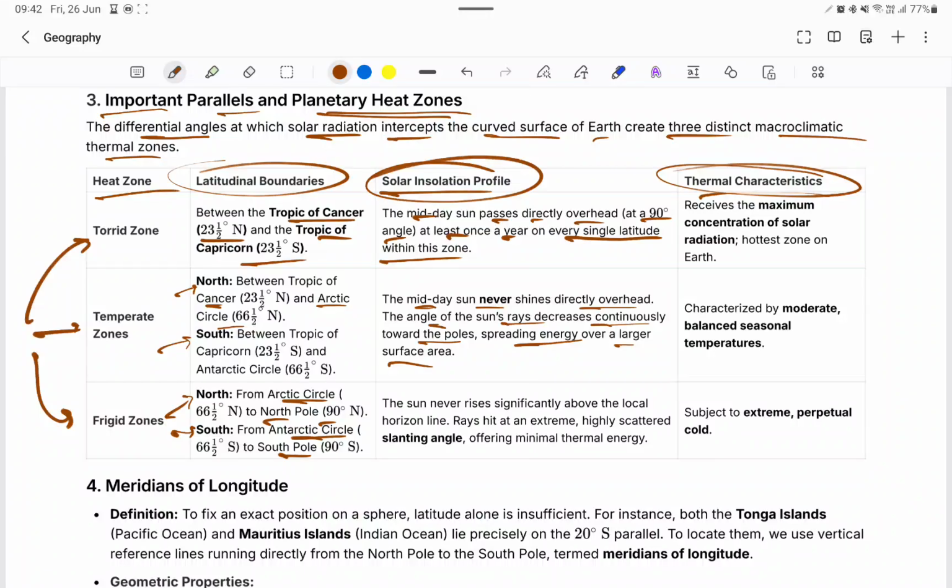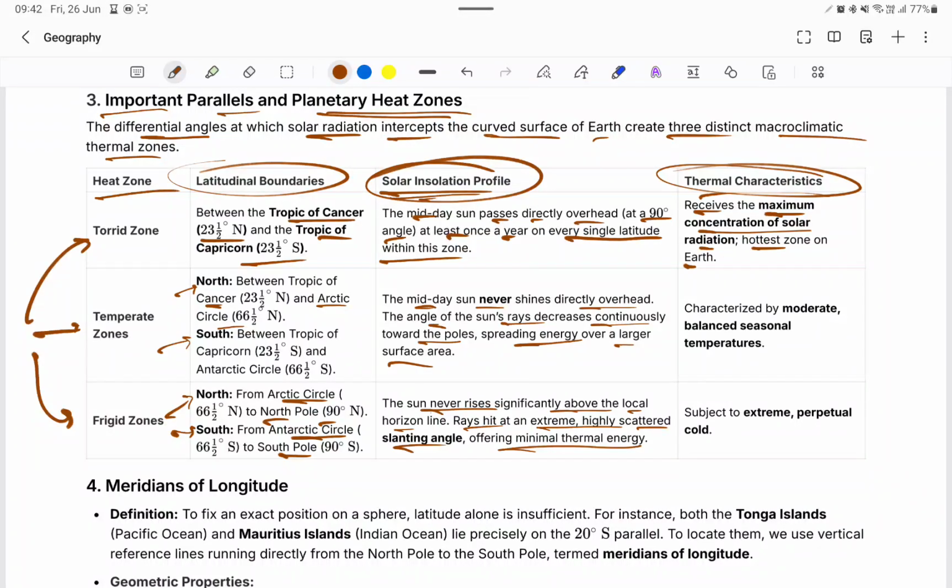Third one: we are talking about the solar insolation profile, how solar insolation works in these regions. In the frigid zone, the sun never rises significantly above the local horizon line. Rays hit at an extreme, highly scattered, slanting angle, offering minimal thermal energy. Now we have to understand thermal characteristics. In the torrid zone, just because the midday sun passes directly overhead at a 90 degree angle at least once a year on every single latitude within the zone, it receives the maximum concentration of solar radiation, so it is the hottest zone of Earth.